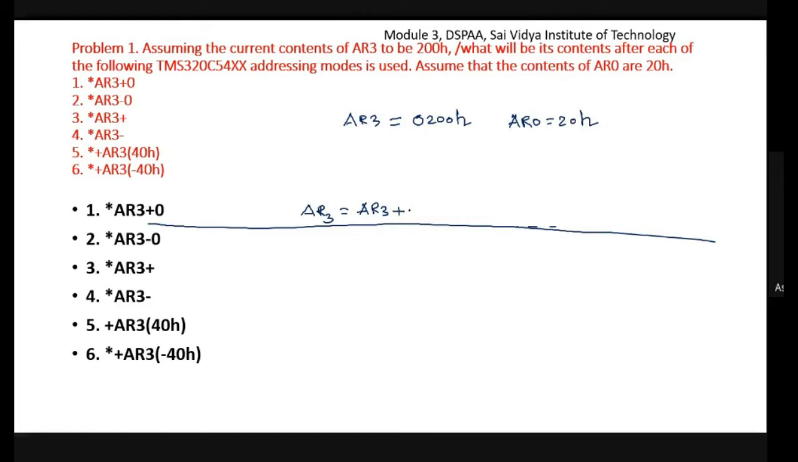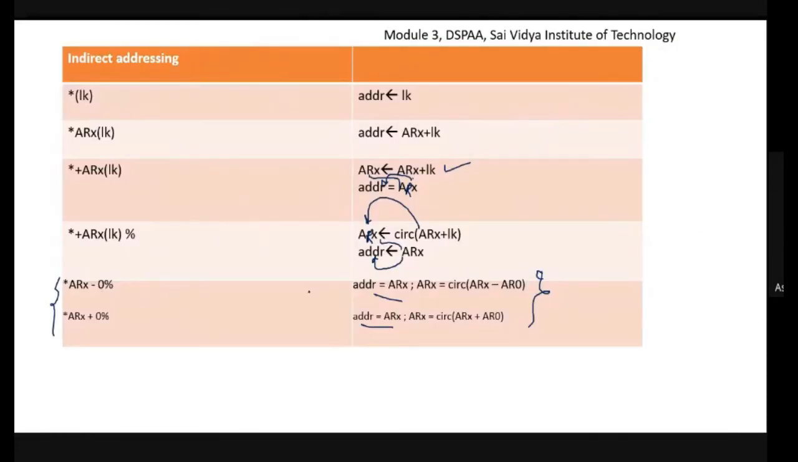Are you all there? Yes, ma'am. Okay. In the previous slide, if some 0 is there, what does it indicate, which register do we have to use? The AR0 register we have to use.